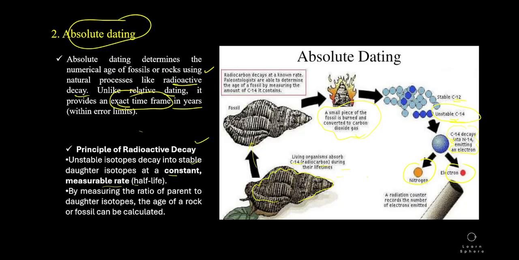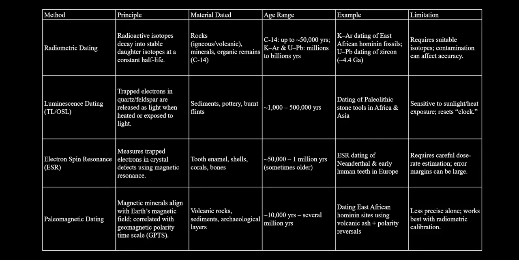So a radiation counter records the number of electrons emitted. In this way, by comparing the ratio between the parent and the daughter isotope, we can determine the age of any fossil. Clear? Here are the different types of absolute dating.